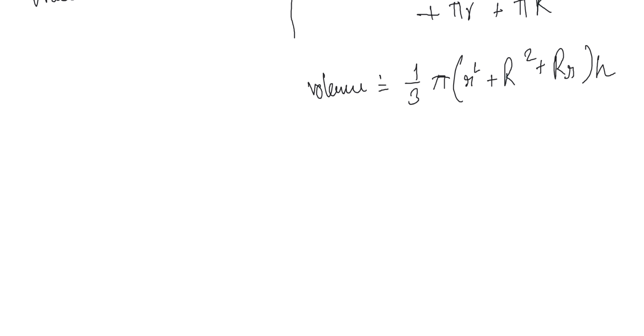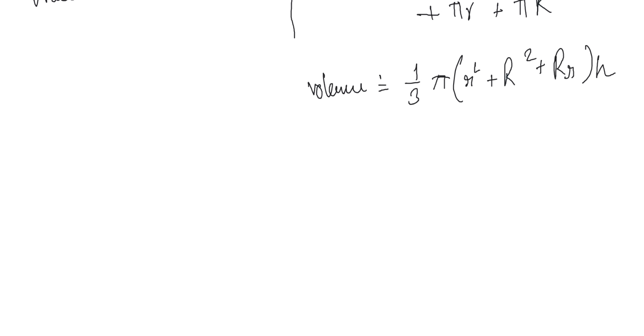Sphere, we have sphere. So volume of sphere is 4 by 3 pi r cube. Curved surface area is equal to total surface area equal to 4 pi r square. Hemisphere, in case of hemisphere volume is 2/3 pi r cube. Curved surface area is 2 pi r square, and total surface area is 2 pi r square plus pi r square. That means 3 pi r square.